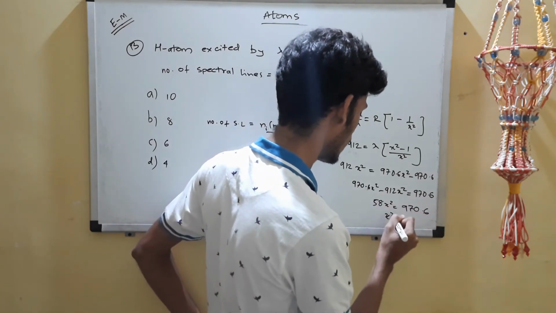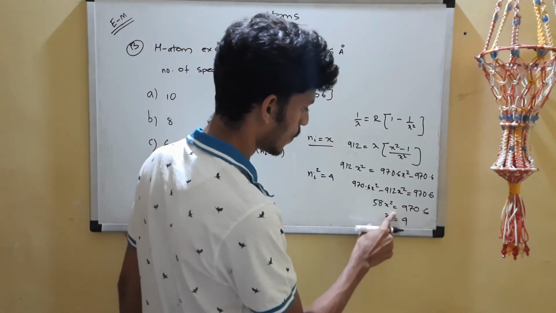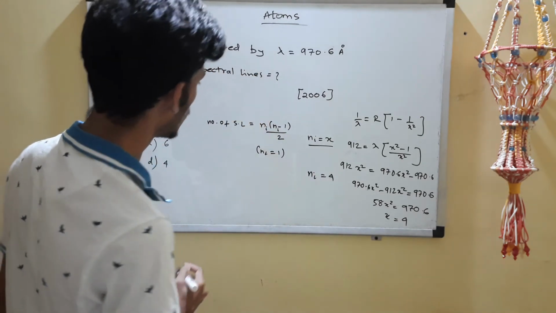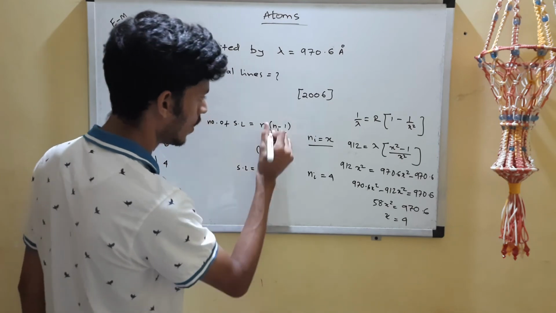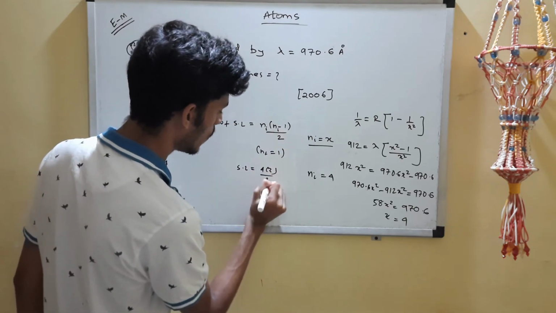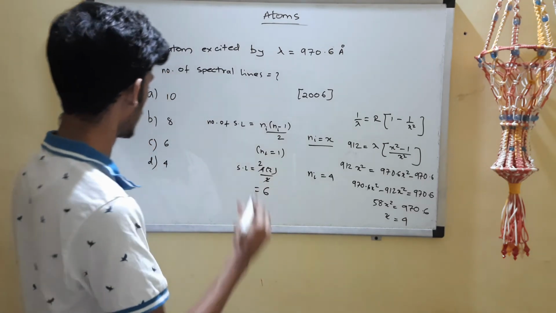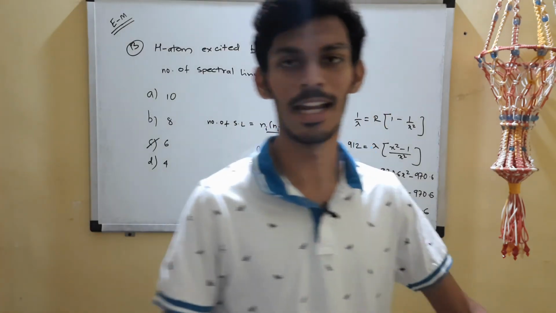X square is 970.6, and x square will be nothing but 4. Sorry, you'll get x as 4 when you calculate it. So ni is 4, and now you can substitute it to find the number of spectral lines. So 4 into 4 minus 1, that is 3, divided by 2. 2 2s are 4, and 2 3s are 6. So 6, option C. So C is the correct choice over here.